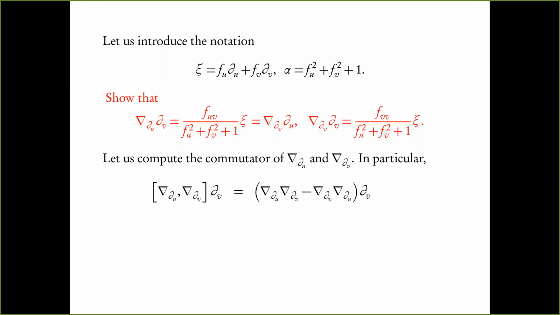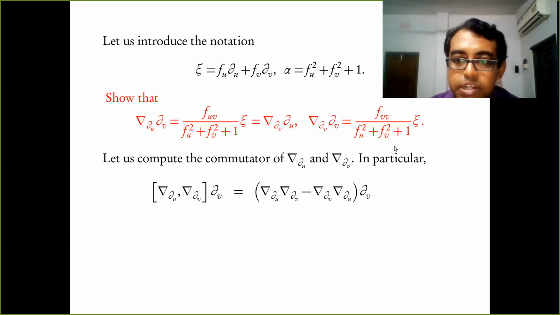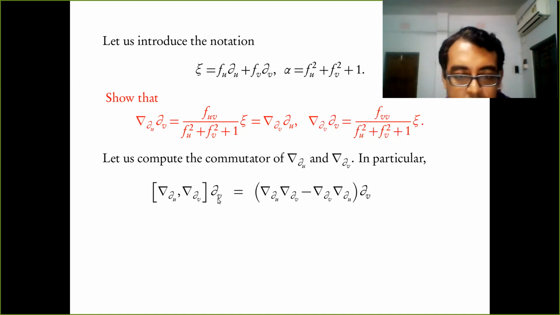So we want to check for commutativity. In particular, it makes sense to ask what this thing is about a particular vector field. Let's say you want to compute the commutator as an operator. The first thing would be to evaluate this on a certain vector field. Namely, you want to evaluate this on del v and del u.